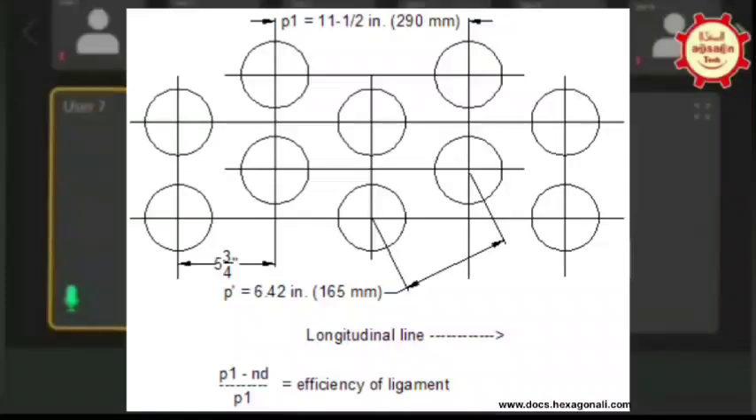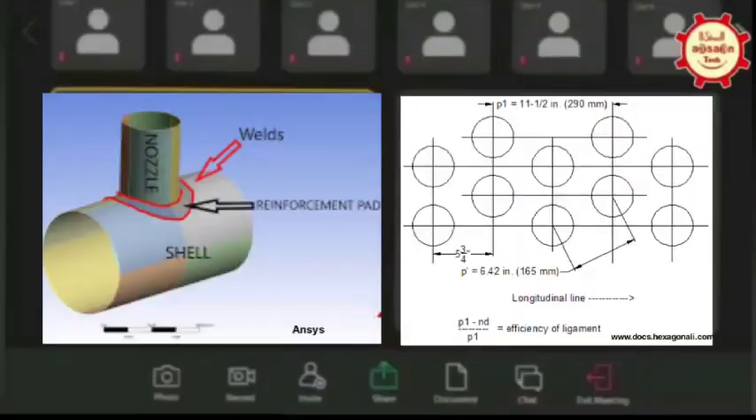Rakesh, is this applicable for reinforcement pads? You don't have to provide a reinforcement pad if you are using the ligament joint efficiency. And generally, ligament joint efficiency is used for smaller diameter holes only.